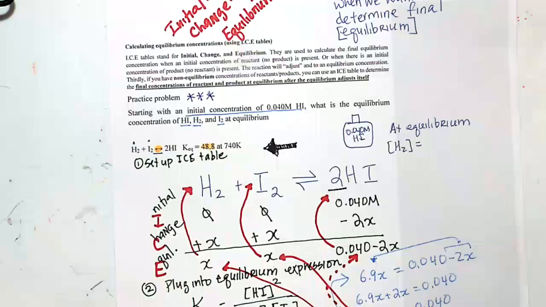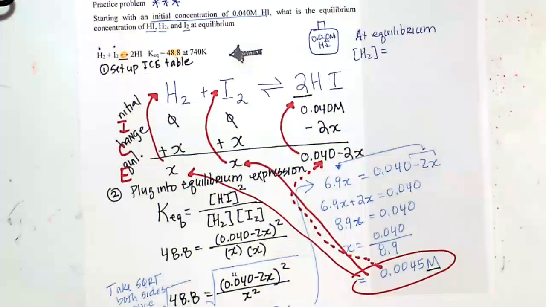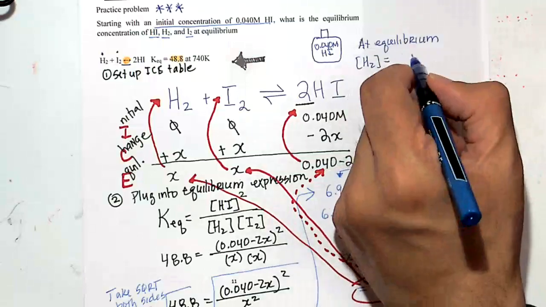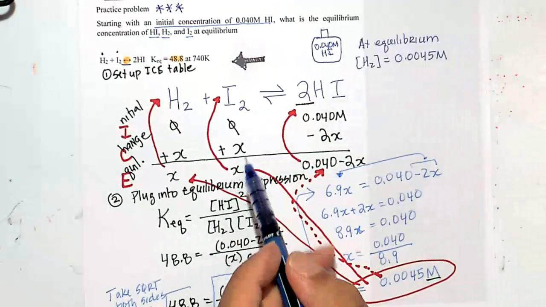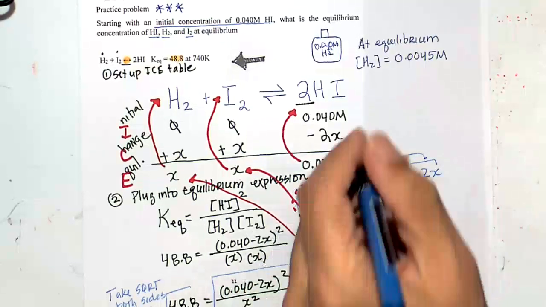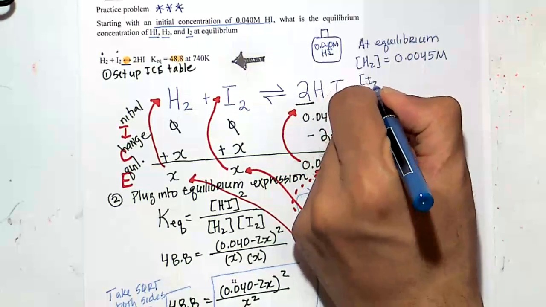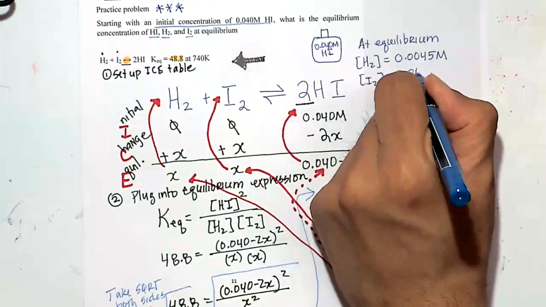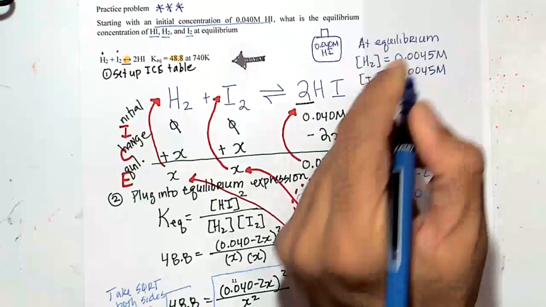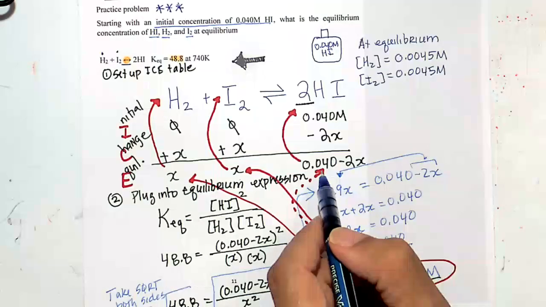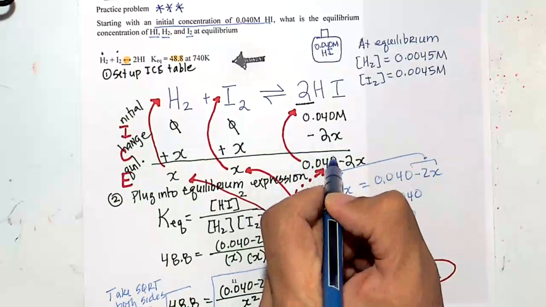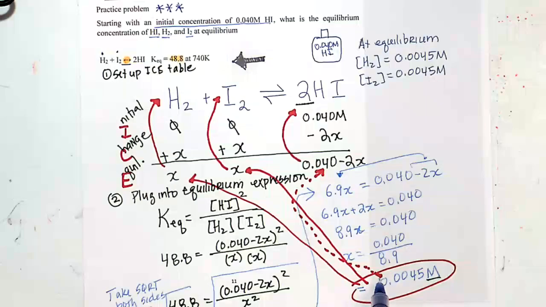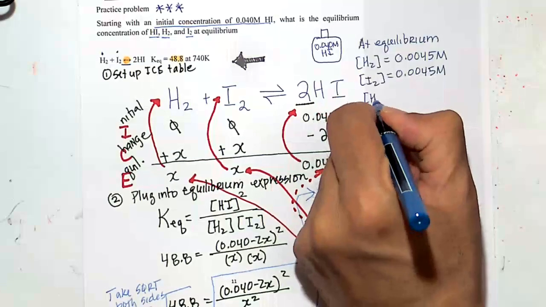The equilibrium concentration of H2 is equal to x, which is 0.0045 molar. The equilibrium concentration of I2 is x, which is 0.0045 molar. And the equilibrium concentration of HI is 0.04 minus 2 times this x. Everyone see that?